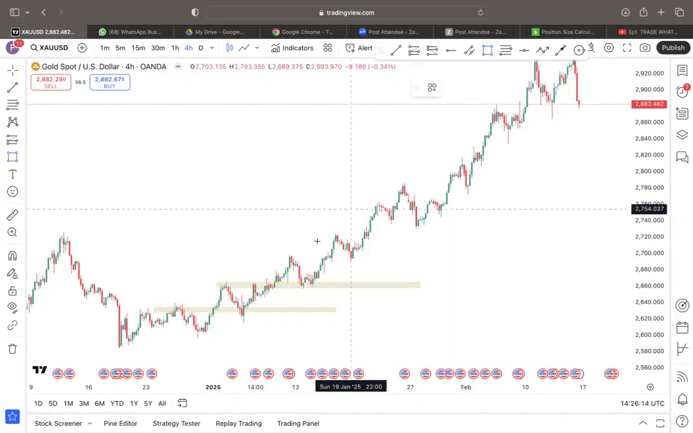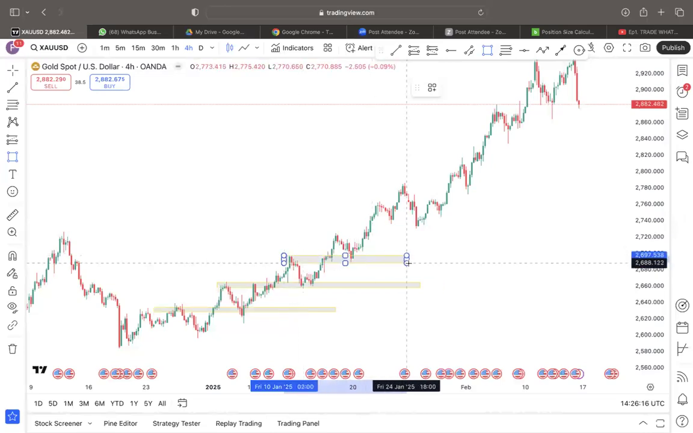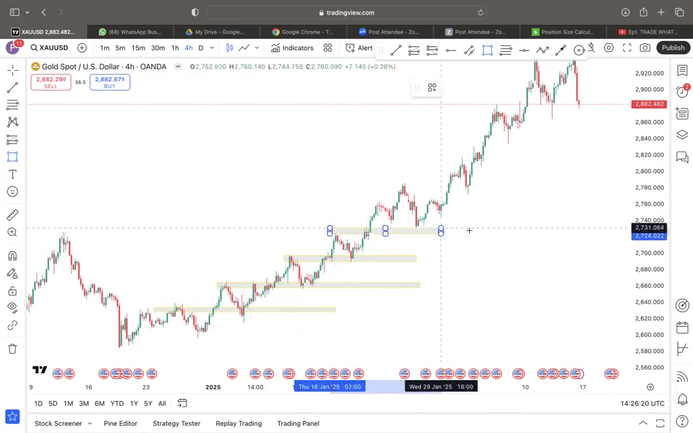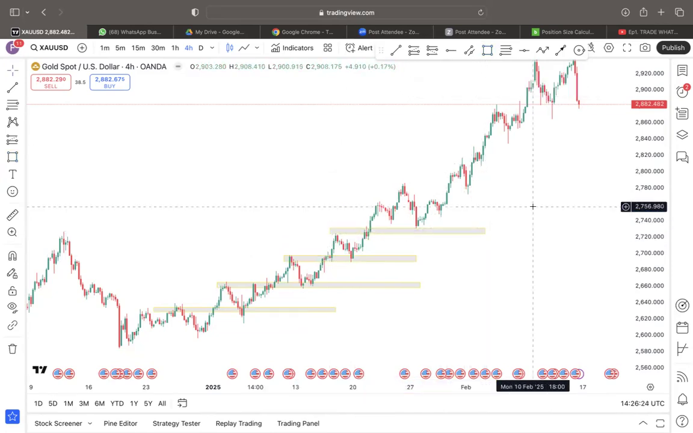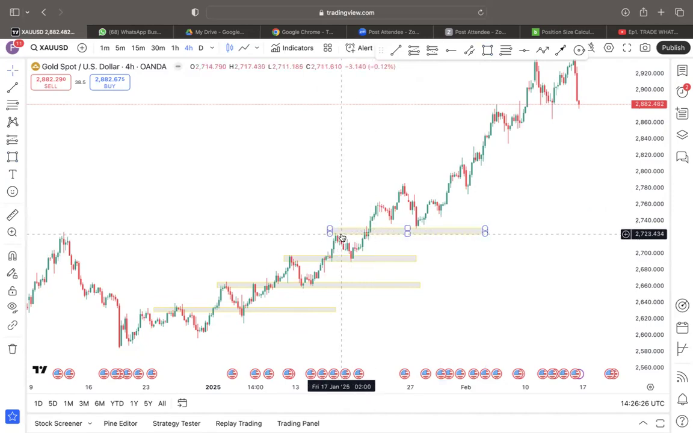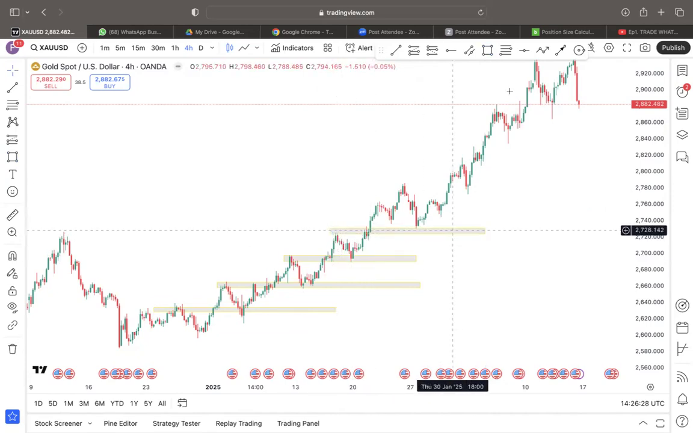Same thing happened here. Exact same thing, but it didn't touch it. Almost, almost at it, but didn't touch it. So let's just expand it this way.